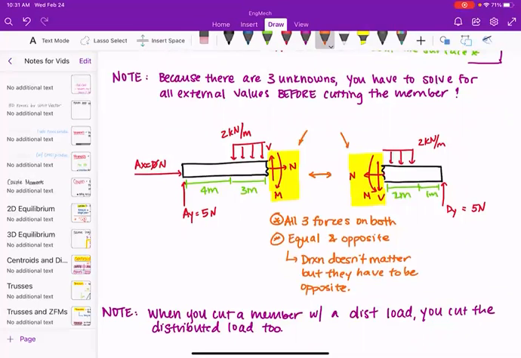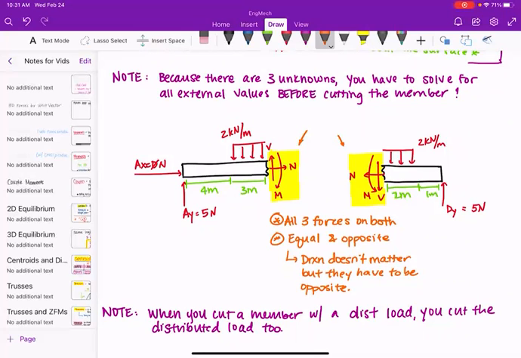The direction doesn't matter in terms of which one. For example, I drew this one first, and I always draw it in the positive direction. So first I drew V up and to the right and M clockwise. Then, on the other one, I drew everything in the negative direction. It doesn't really matter, it's just something that I usually do.